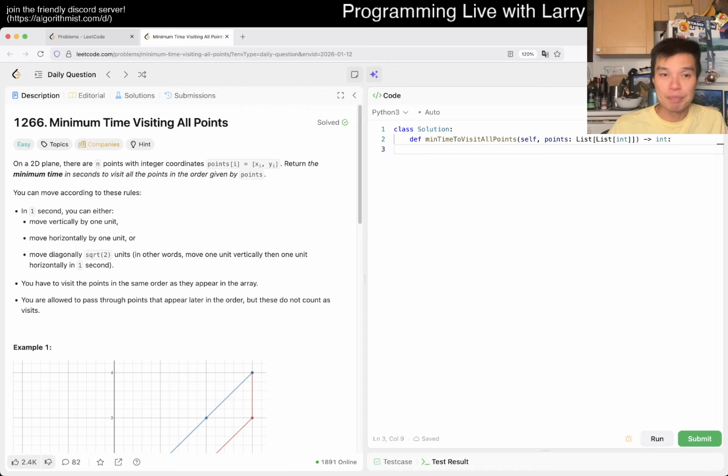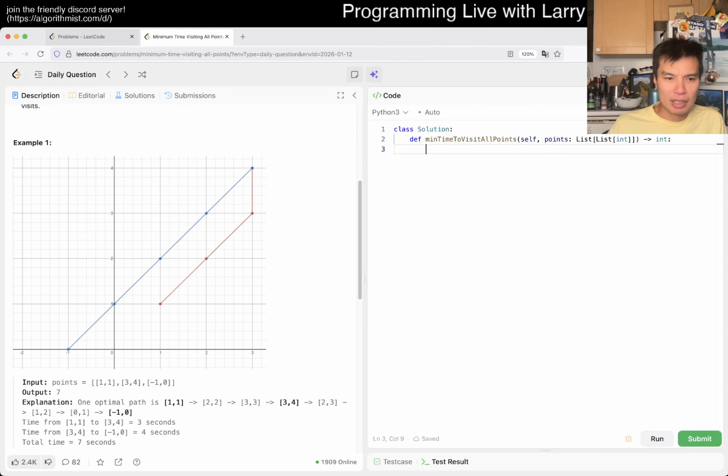All right, let's look at today's problem. No intro because I just want to get this done. It's easy anyway, but I also want to do another virtual contest after this. So we have 1266, minimum time visiting all points. We have a 2D plane with points x, y. Return the minimum time to visit all the points in the order given by points. So you don't have any choice, so it's just maths, right?